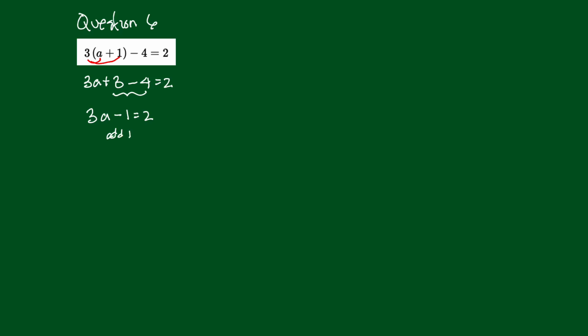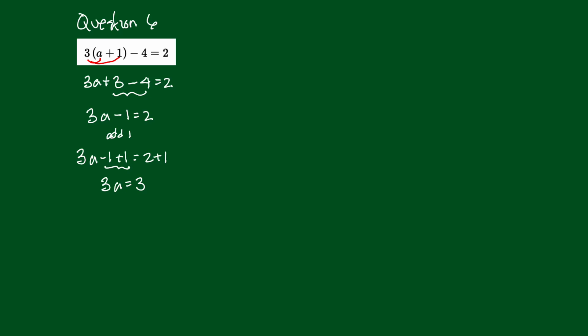So let's just do this. If I add 1, well, I'll write it out. 3a minus 1, I'll add 1. But then I have to add 1 to this side over here. Now on the left side, negative 1, or minus 1 plus 1, that's gone, that's 0. So I'll just write 3a equals 3.